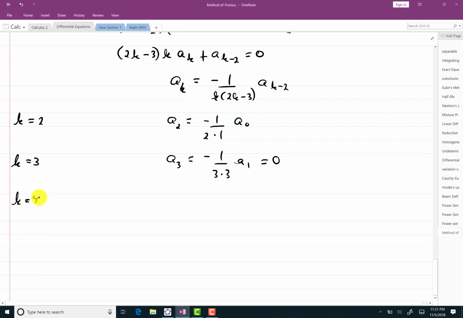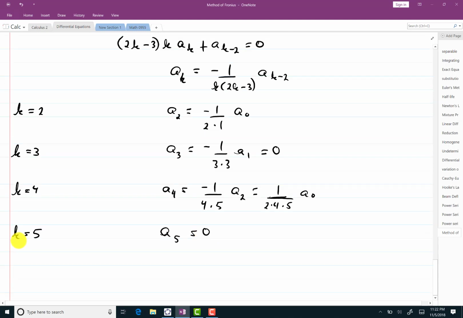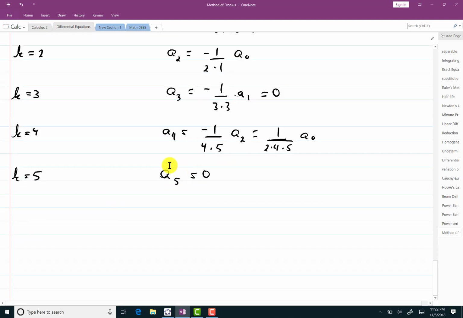K equals 4. I get a sub 4 equal negative 1 over 4 times 8 minus 3 is 5, a sub 2. And a sub 2 was negative 1/2 a sub 0. So I'll get 1 over 2 times 4 times 5, a sub 0. K equals 5. A sub 5 will equal 0. All the odd ones will be 0 as before. Don't believe that always happens. This is just, in this particular example, why that happens.